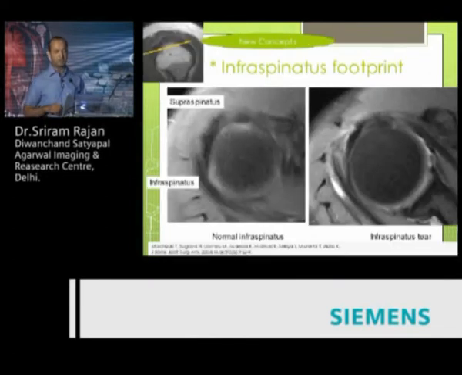The other new concept is that of the infraspinatus footprint. Very commonly we see tears in regions which don't correspond to the normal supraspinatus footprint. If you see an axial section, that's the supraspinatus footprint, that's the infraspinatus footprint in a normal patient, and in an abnormal patient, that's a normal supraspinatus, and that's a torn infraspinatus in the anterior insertion.